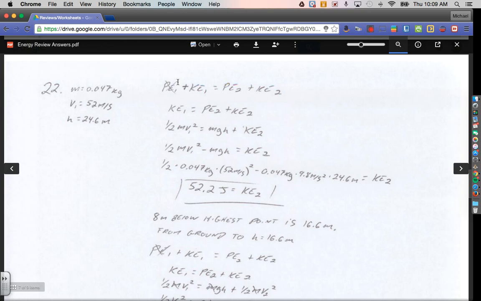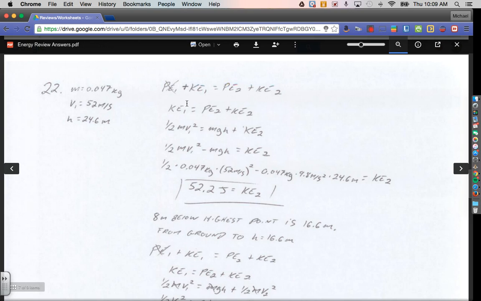So initially, when you hit a golf ball, it's got no potential energy because it's just sitting on the ground. But it is moving because you just hit it. You hit it with the golf club, so it is going to be moving pretty quick. And in fact, it's going to be moving 52 meters per second. At the highest point, it has potential energy from gravity because it's up in the air. It also has kinetic energy because it's still moving outward. Think of projectile motion. It may have been done moving upward, but it's still moving in the x direction.